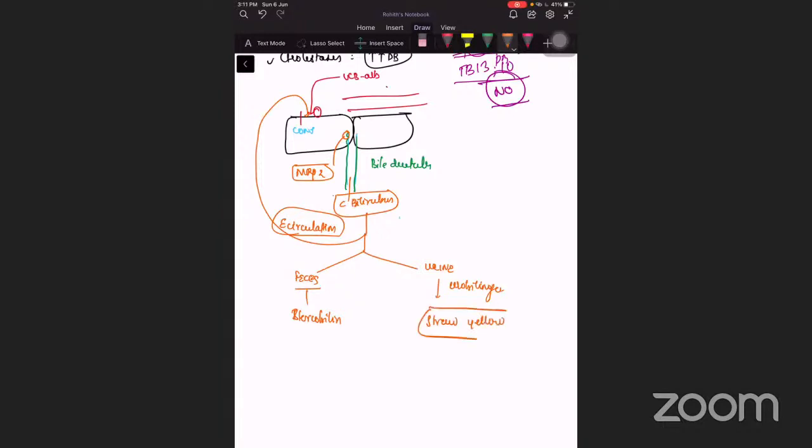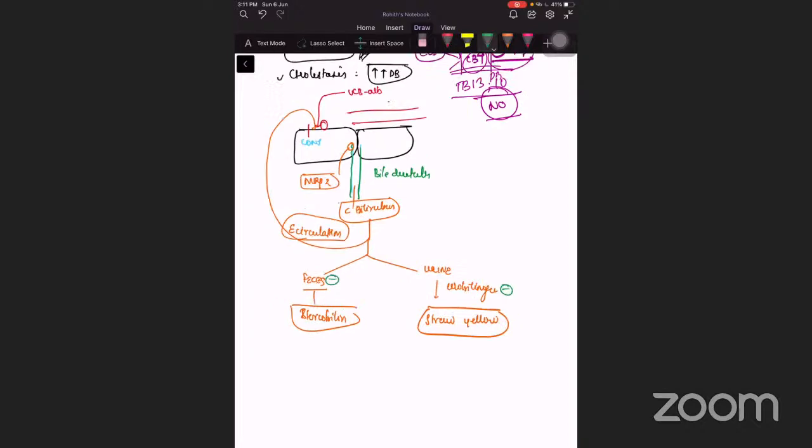So whenever you have an obstructive jaundice, you are going to get pale colored stools and the absence of urobilinogen in the urine. So what is important is this protein here.